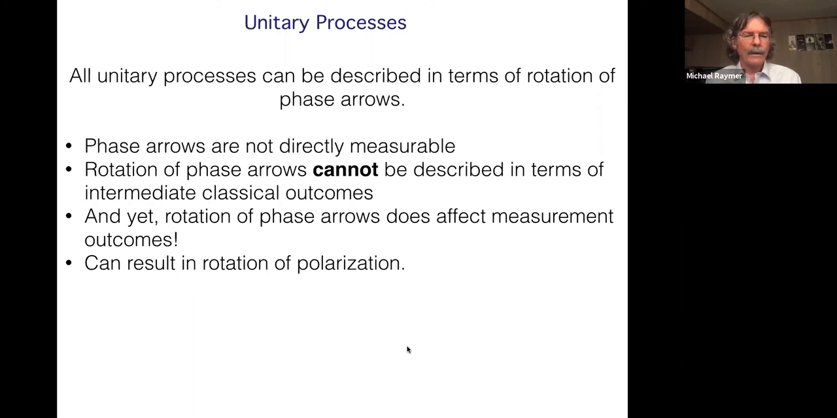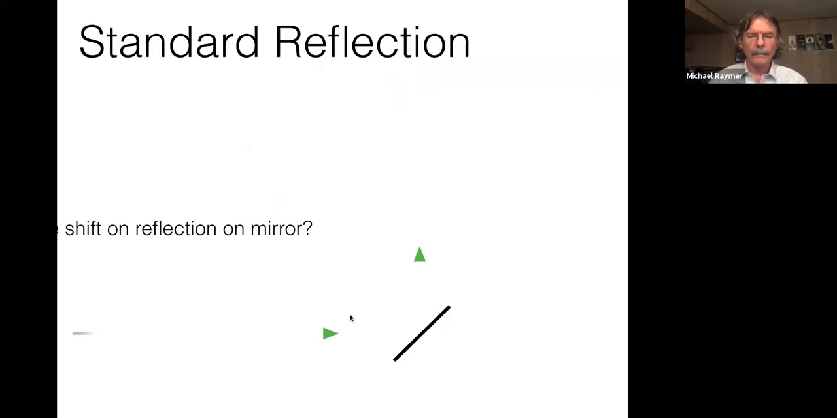Okay. However, moving a calcite crystal slightly to change a phase would correspond to rotating the phase arrow. And that can change you from a constructive interference to a destructive interference. Also, as we know, changing the phase or rotating a phase arrow can change the rotation of polarization. That's how a half wave plate works, as we saw.